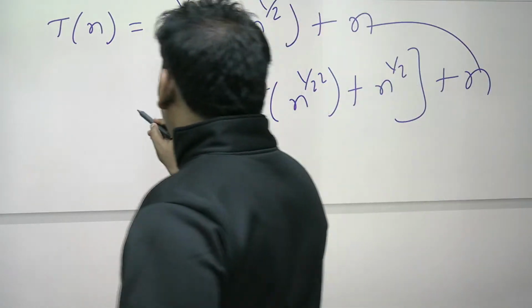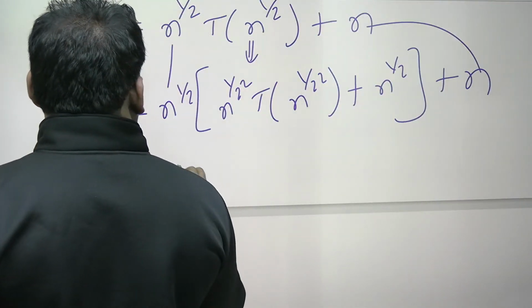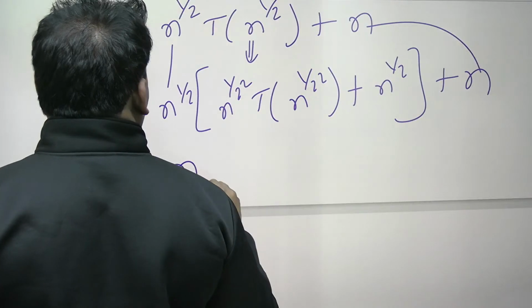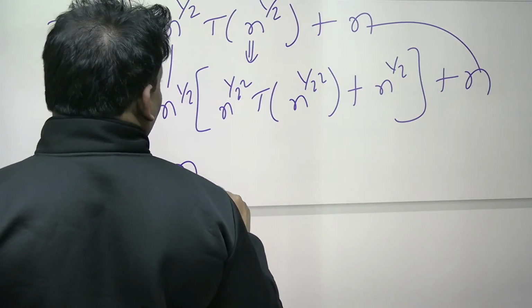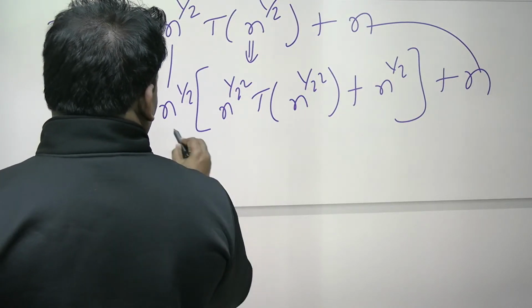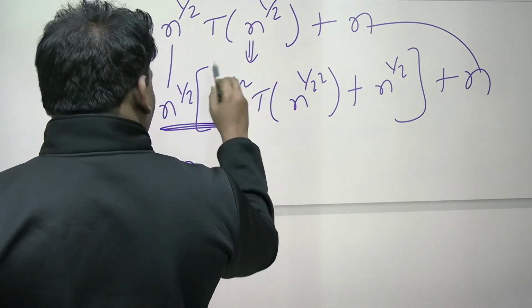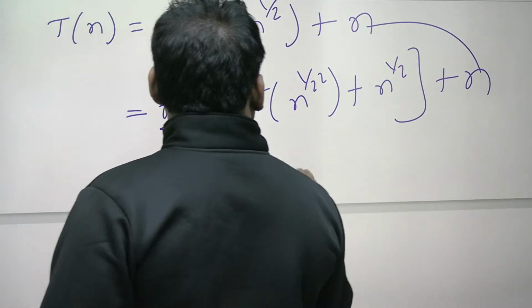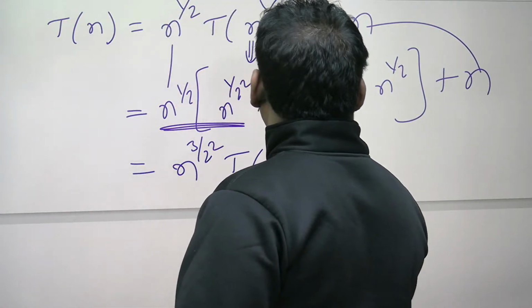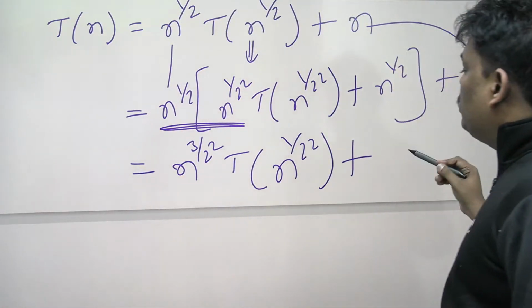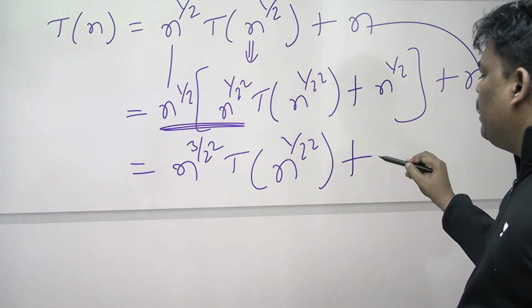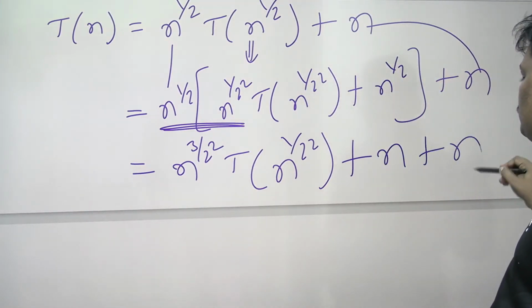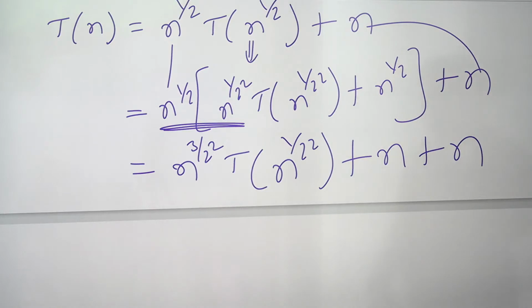Now, can you simplify this? If you simplify, it becomes n power 1 by 2 into n power 1 by 2 square. Everyone knows, right? Multiplying these two means you have to add the powers. It becomes 3 by 2 square. Check. T n power 1 by 2 square plus, I think, root n if you multiply, it becomes n. N plus n. Check one time.